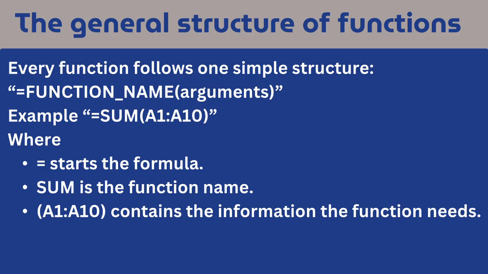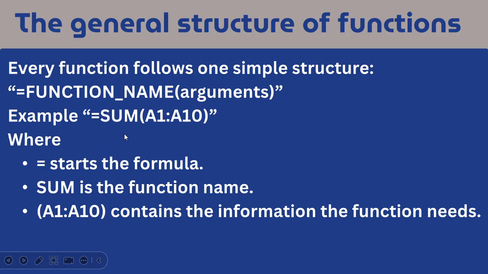So, the general structure of functions. Every function follows one simple structure. This is where you should be very sensitive when it comes to Excel functions. Take note of this. The structure is: equals to, function name, then in brackets, arguments. So when you have an Excel function, it must follow this structure: function name and arguments. Example: equals SUM A1 to A10. What does this mean? The equal sign is what starts the formula. SUM is the function name.